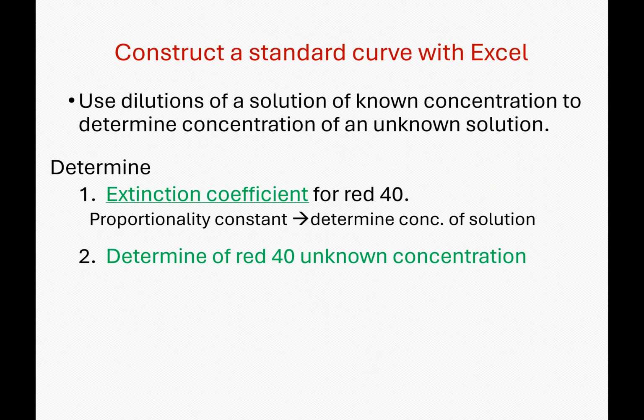What you'll do today is construct a standard curve with Excel using dilutions of a solution of known concentration to determine the concentration of an unknown concentration of solution. From this, you'll calculate the extinction coefficient back with our Beer's law for red dye 40. Basically, an extinction coefficient is a proportionality constant that lets you determine the concentration of a solution. You'll also have a solution of red 40 of unknown concentration that you'll use for the extinction coefficient you determine to calculate the concentration.